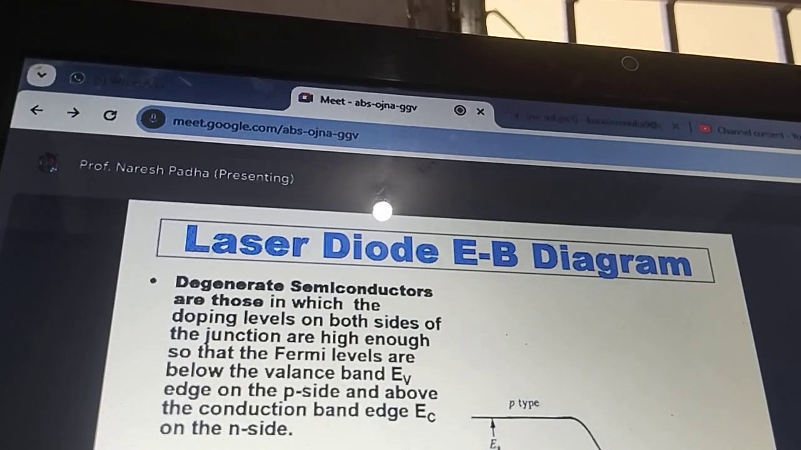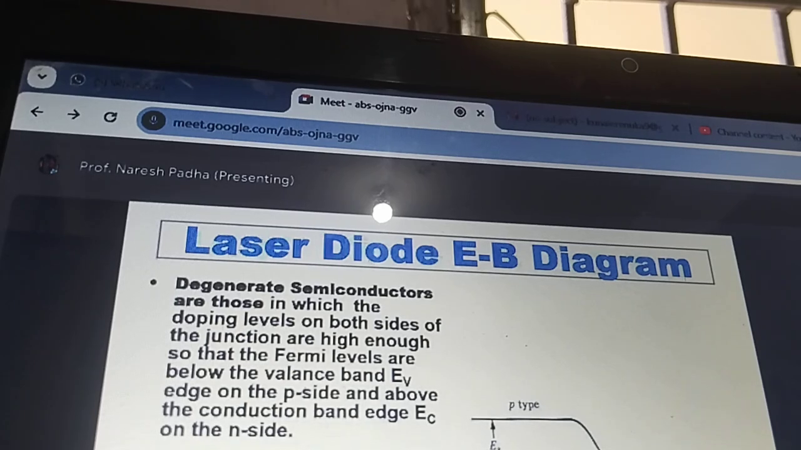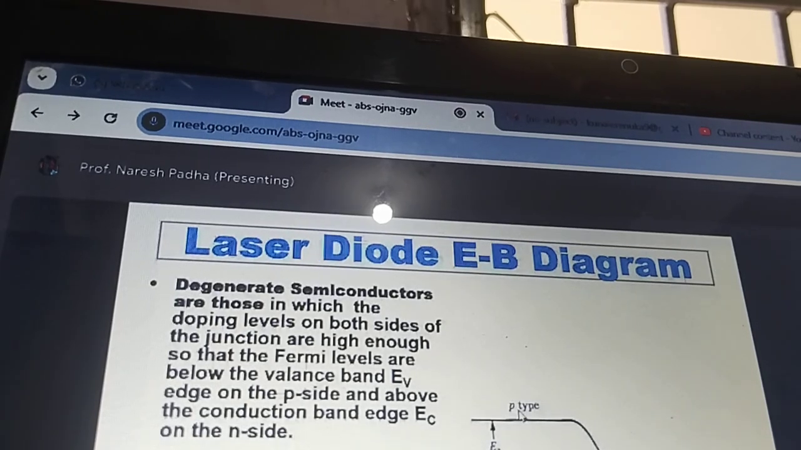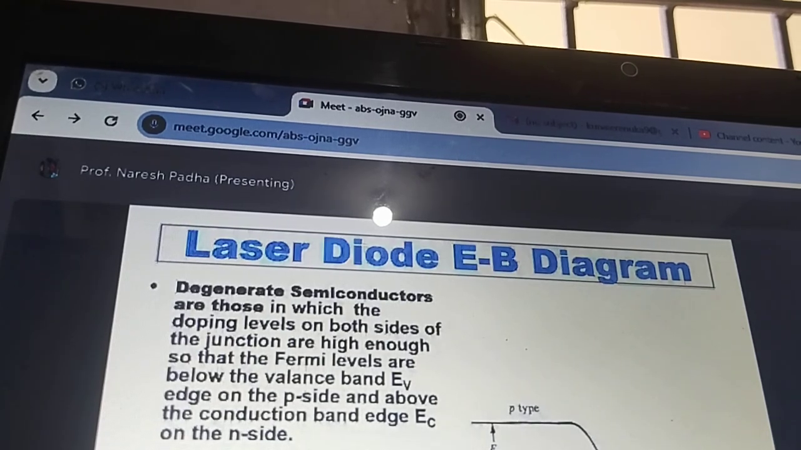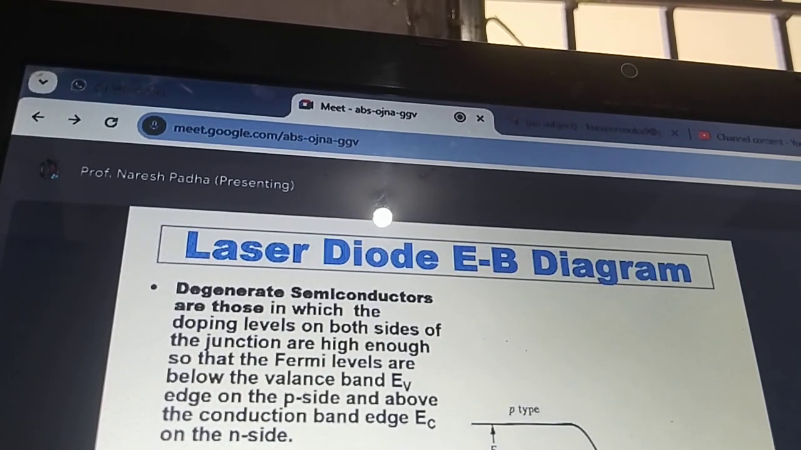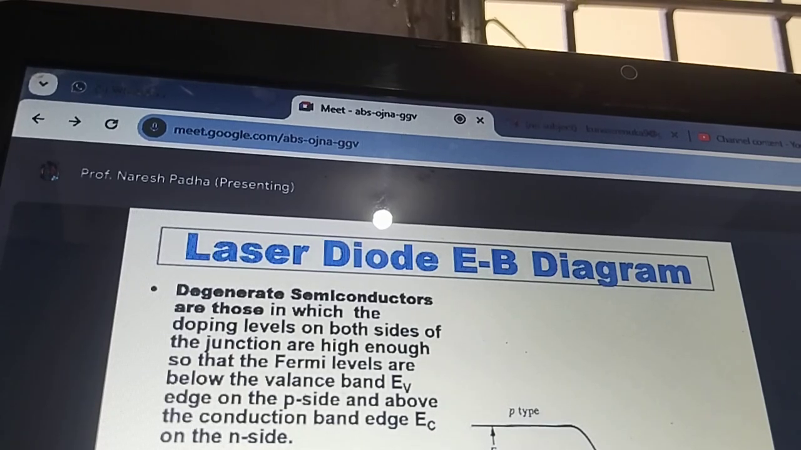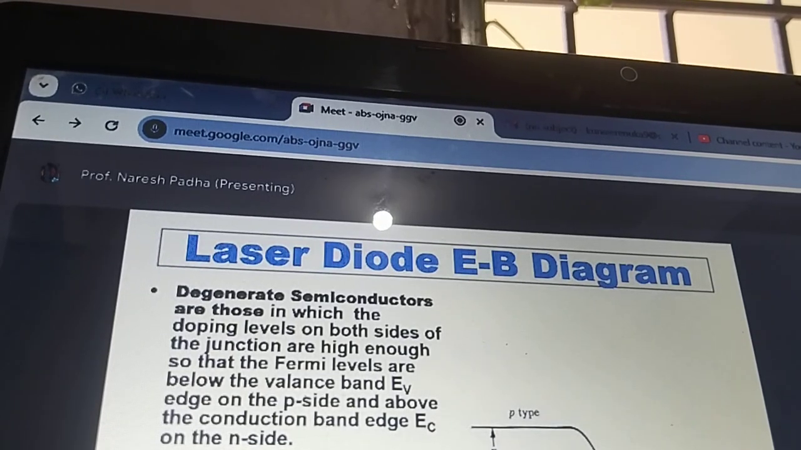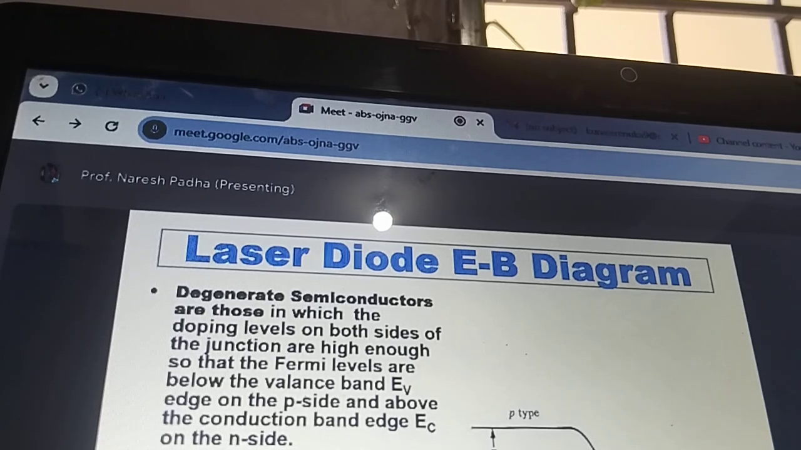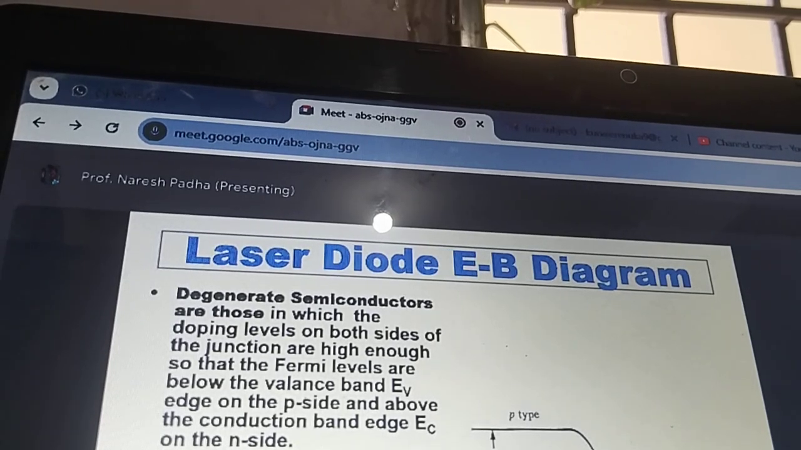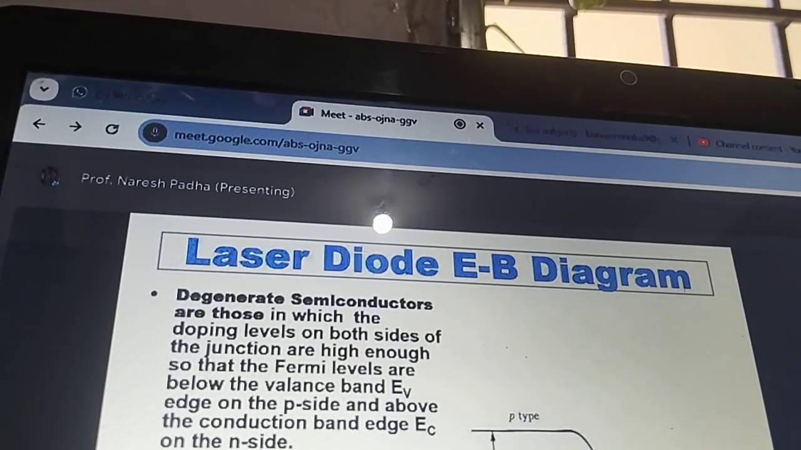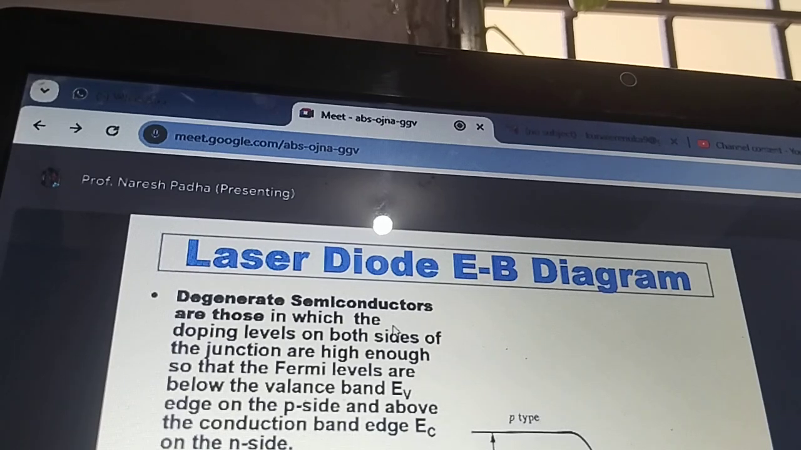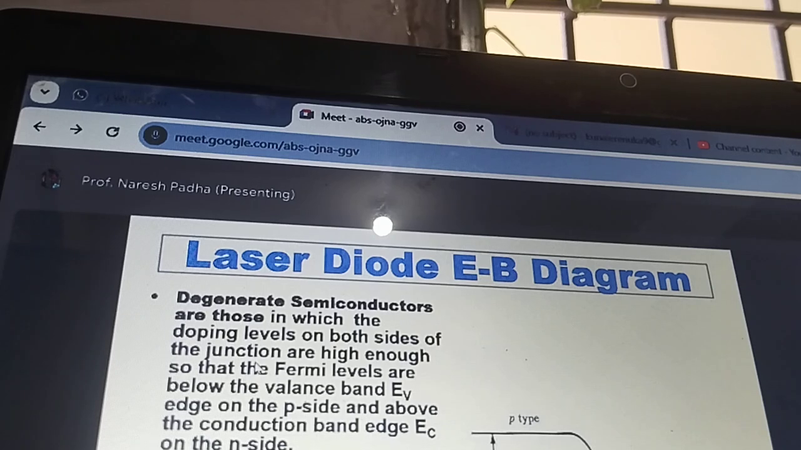But here you see the Fermi level is below the valence band in P-type, and if you look at N, there also you are not finding the Fermi level within the forbidden band. It is above the conduction band. So this kind of semiconductor is somewhat different from what you see in normal PN junction diodes. So see that what is written here, degenerate semiconductors. In order to understand this, we first understand degenerate semiconductors.